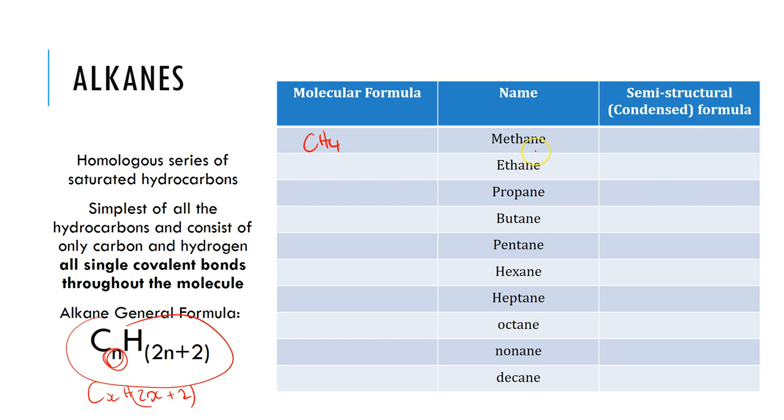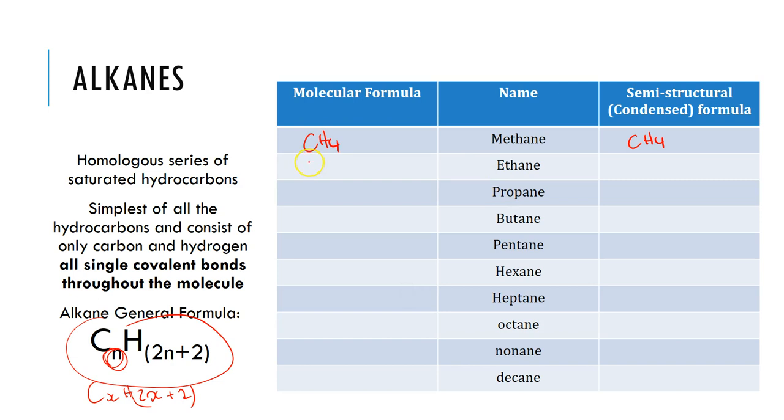Its name is methane, and the semi-structural formula is where we start to put them together in groups that they are bonded in. So in this case it'll be CH4. For ethane, we're going to go up by 1 CH2 group.